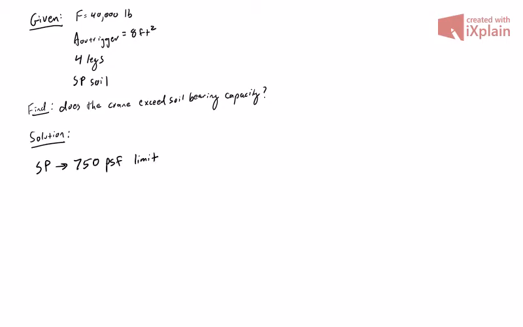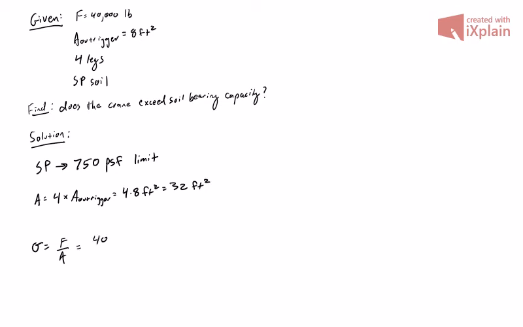So the next thing we want to do is find the actual stress on the soil. Remember, stress is a force divided by an area. Well, the area then is going to be the number of legs, which is 4, times the area of each outrigger. So 4 times 8 feet squared gives us 32 square feet for our total area.